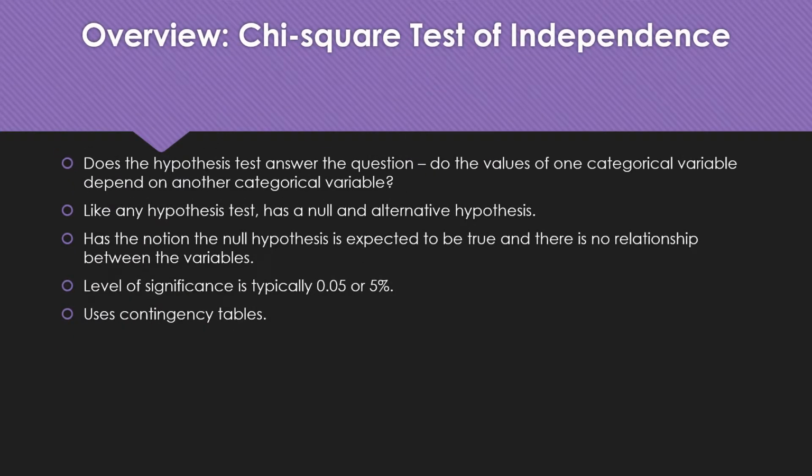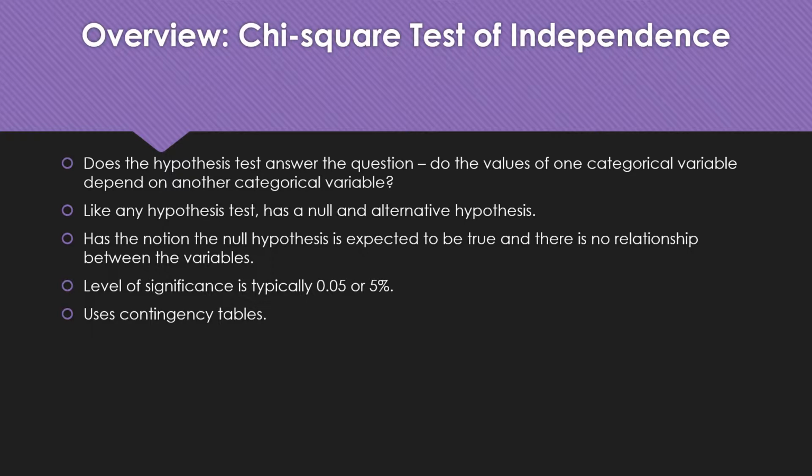At first glance, the chi-square test of independence can be rather intimidating. But with the PSPP tool, we have the ability to conduct an analysis in a very efficient manner. Our problem question with the chi-square test of independence is as follows. Do the values of one categorical variable depend on another categorical variable?